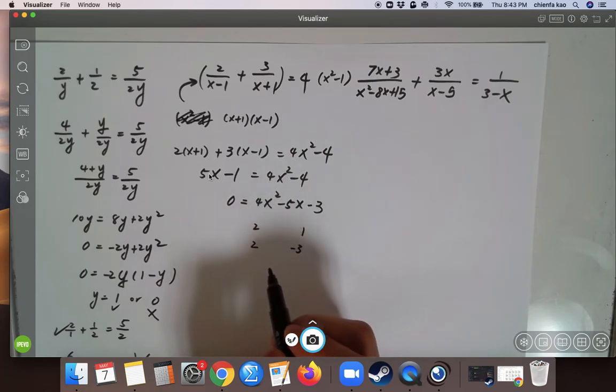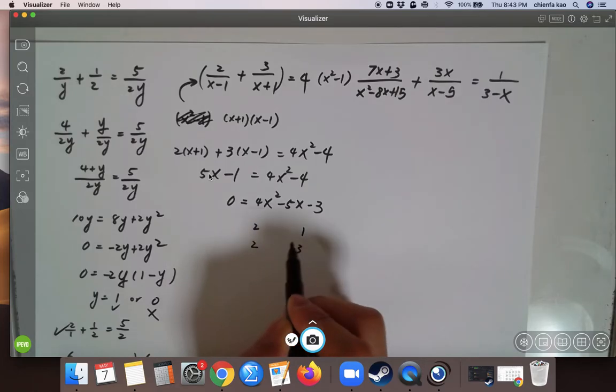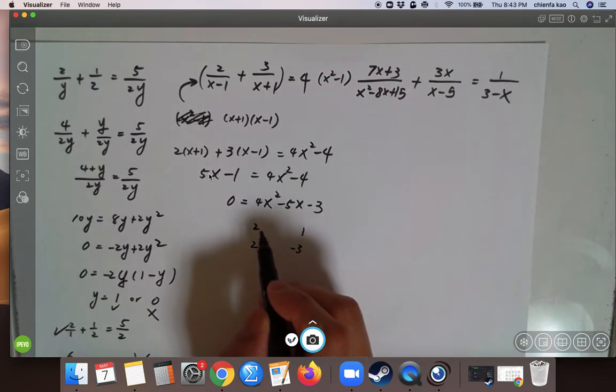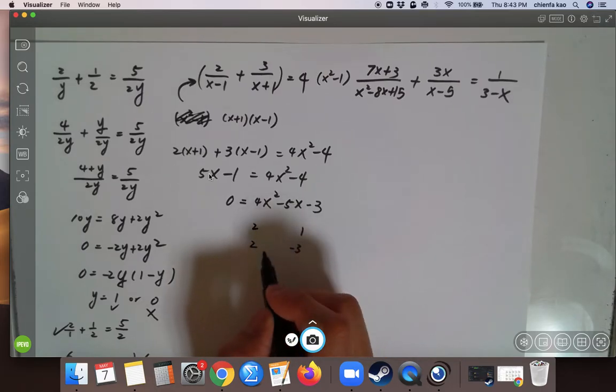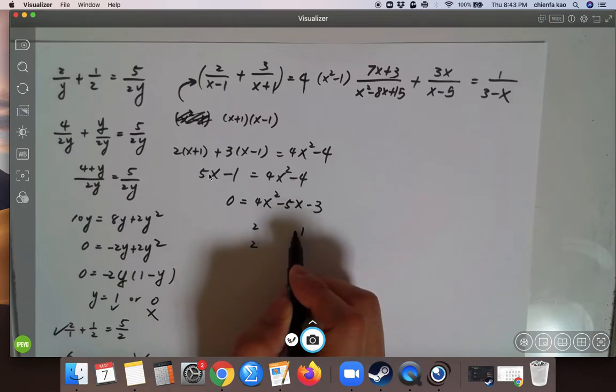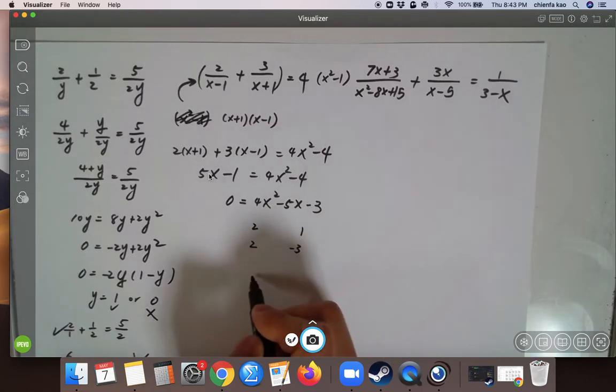2 minus 3, negative 1, plus the 3 minus 5. Yeah. It should be something simple. What about 4 and 1? Well, 4 doesn't work. Okay, I don't know. Maybe we'll come back to this.